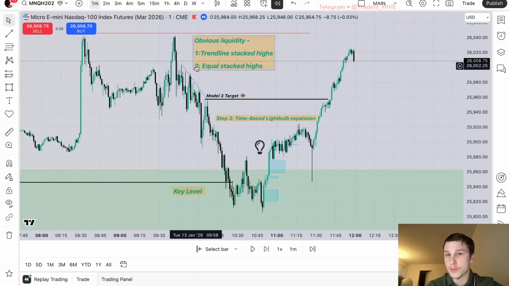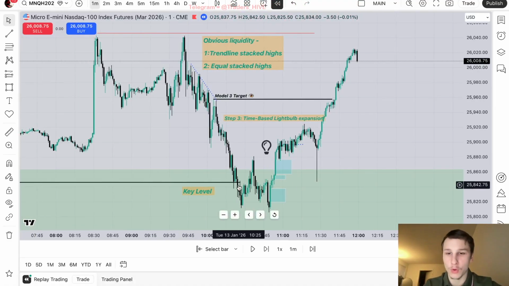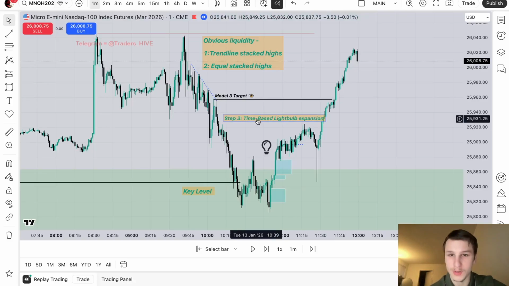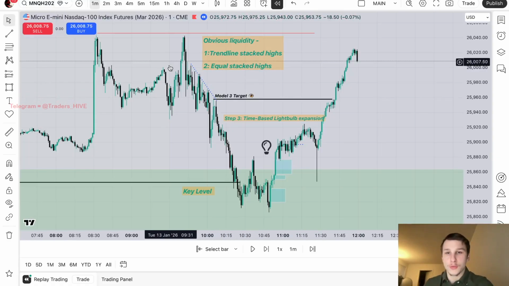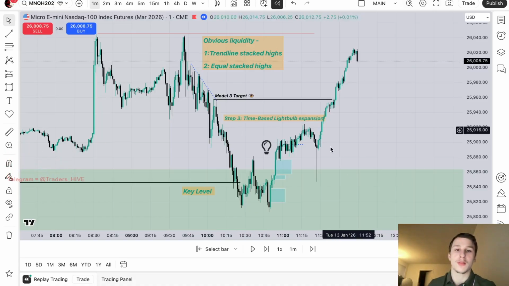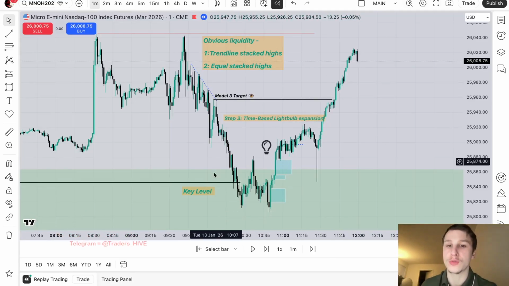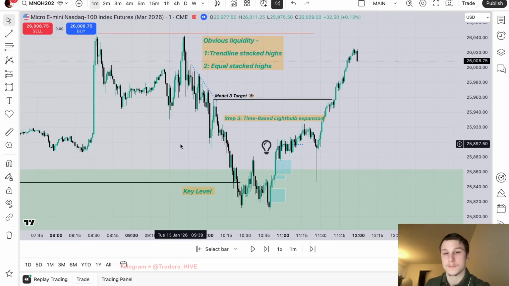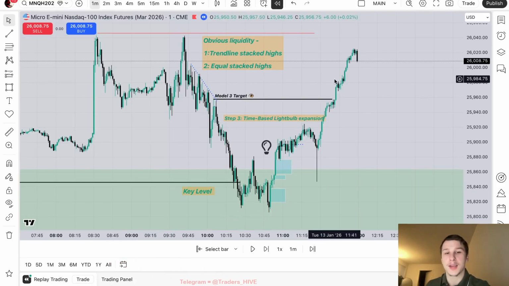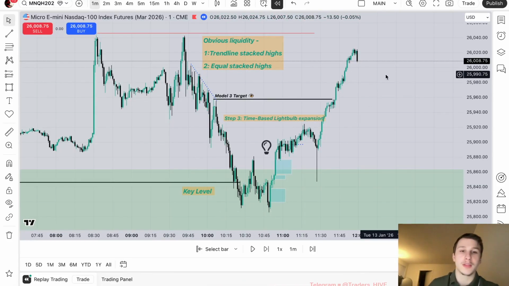So if you have these 2 components here, an actual key level, right? A time-based old high quality low with obvious liquidity opposing, that's when you look for step 3, which is that time-based light bulb expansion that I just explained right now. So these 3 pieces to the puzzle of Model number 3, I really want you to focus on this first, especially while we're live in our sessions, implementing this model real time, okay? Because the more you look for these 3 components, the easier it gets, and the more you stop overcomplicating trading, okay?